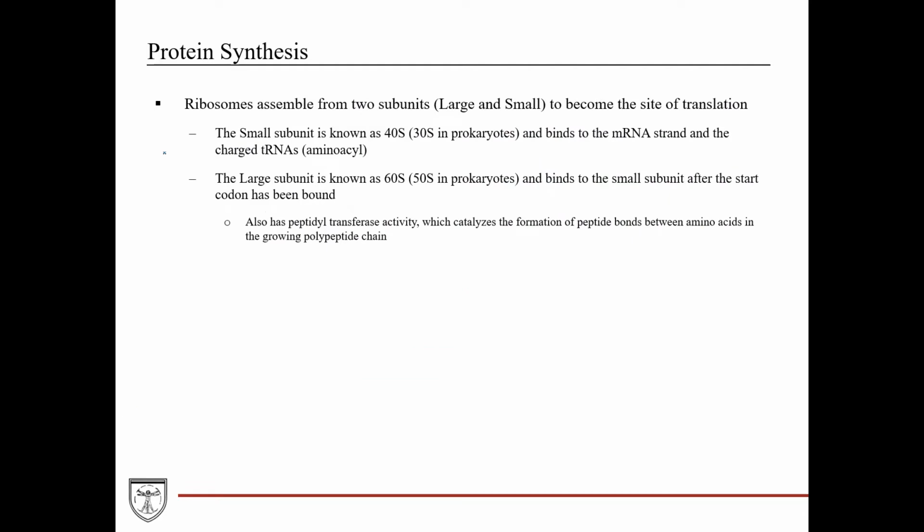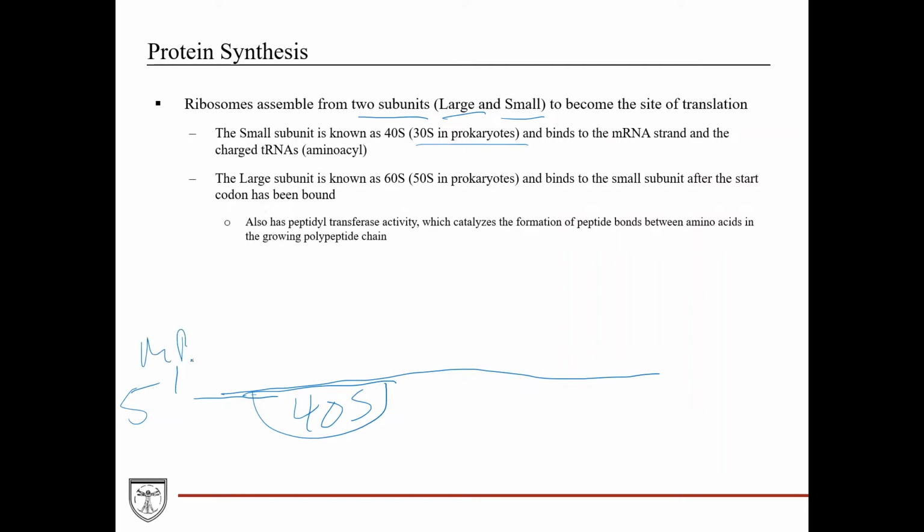So the process of translation is carried out by the ribosome in the cytosol of the cell. And so one of the first steps of translation is assembly of the ribosome. And so ribosomes are assembled from 2 subunits, the large and the small. So you have the small subunit, which is known as 40S in eukaryotes, and then 30S in prokaryotes. And this is what actually binds to the mRNA strand. So here's our mRNA, 3' in down here. And then it also binds to the aminoacyl tRNA that's coming in.